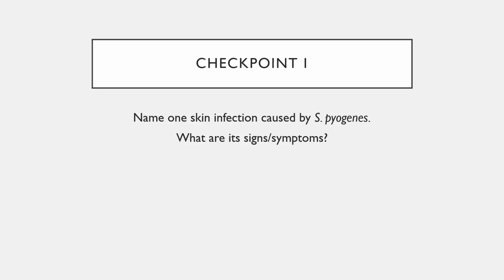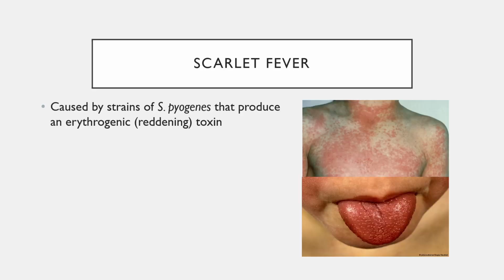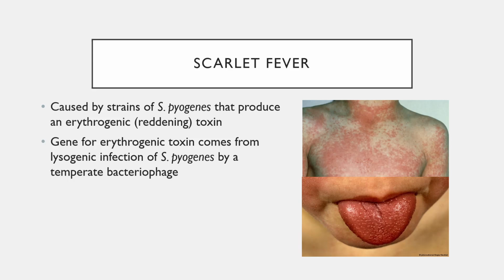Now, we're not done talking about Streptococcus pyogenes yet, because our second infection on the list, scarlet fever, is also related to streptococcal pharyngitis. It's sort of an advanced stage of strep throat, where the case of strep throat is caused by a special strain of Streptococcus pyogenes that produces an erythrogenic toxin. In other words, a toxin that causes reddening symptoms. Not all strains of Streptococcus pyogenes produce this reddening toxin though, and the gene for the toxin is actually the result of this bacterium, S. pyogenes, undergoing infection itself by a temperate bacteriophage.